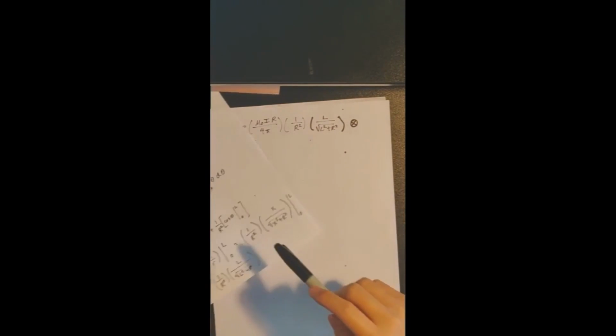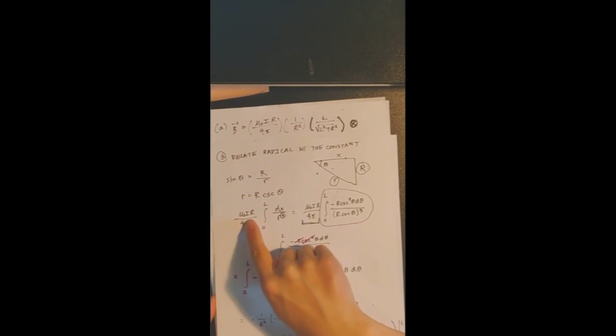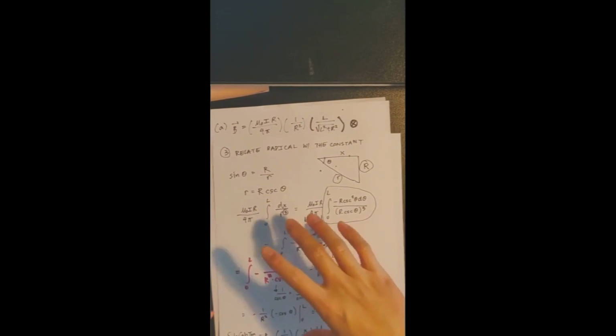If you are getting a little bit confused, I just plugged in whatever we had here and brought back the terms that we pulled out, which was this mu naught I r over 4 pi, and I just brought them back together.